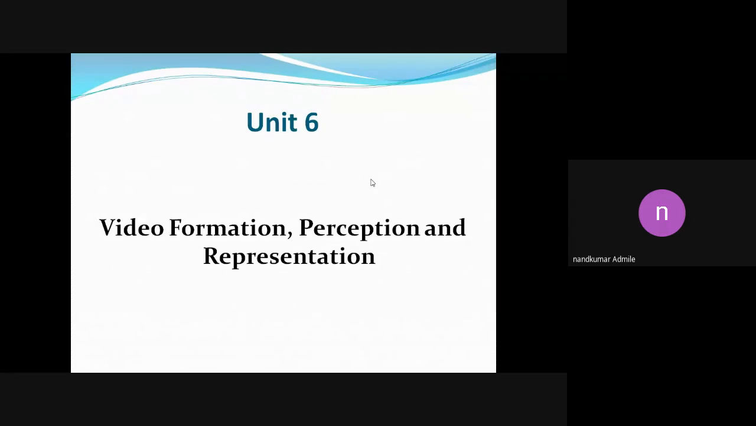So in unit number 6, we have to study video formation, then video perception, and video representation. We have to study these 3 points. How the video is formed is called video formation. Second is video perception, and third is video representation. Similar to image representation, we have to study how we can represent the video. That is called video representation.